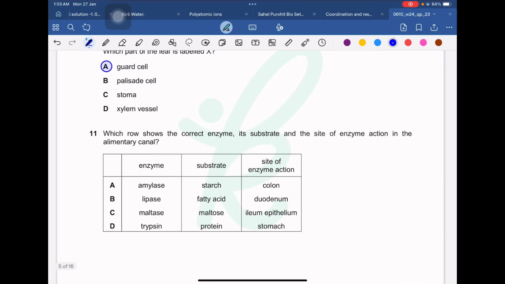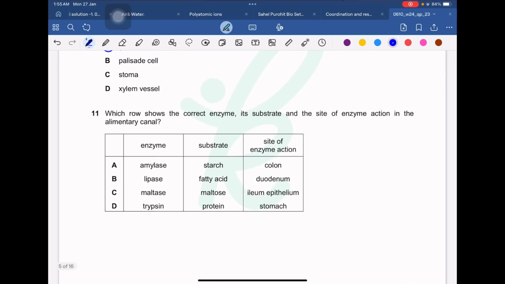Let us move on to the next question. Which row shows the correct enzyme and its substrate and the site of enzyme action in the alimentary canal? So let us read the options and eliminate the inappropriate ones. A. The enzyme is amylase. The substrate for that is starch. That is true. But the site of enzyme action is not the colon. Amylase basically works in the mouth to break down the starch.